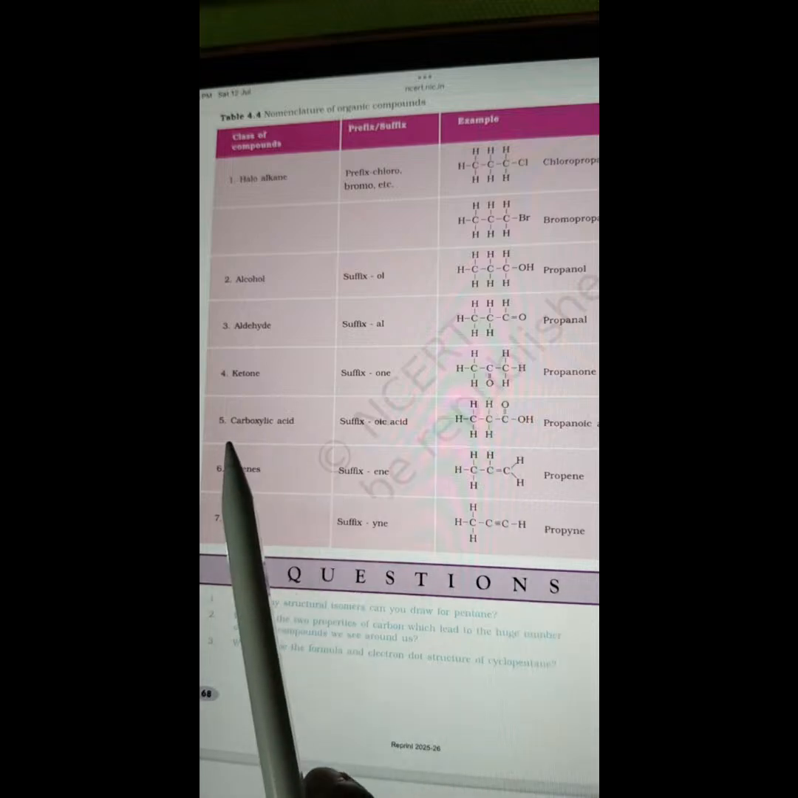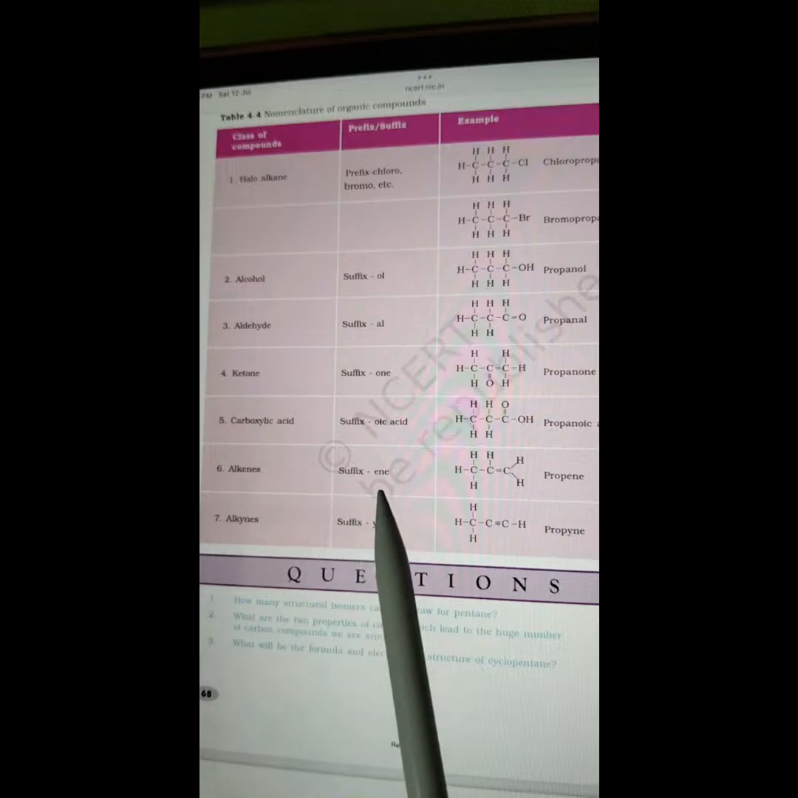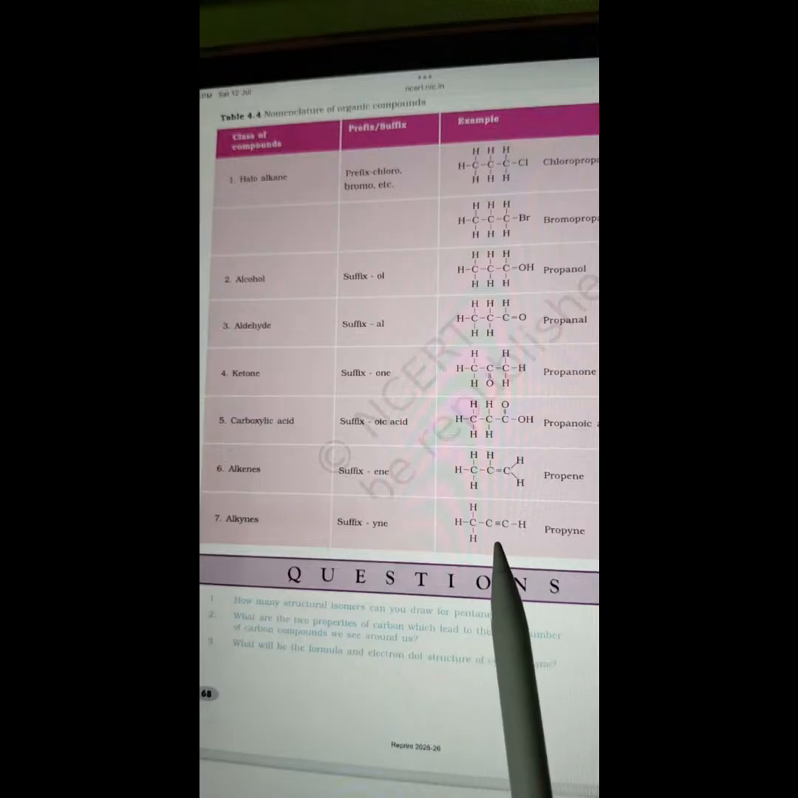3. Carboxylic acid, COOH group will be there at the end. Because 3 carbons are there, it will be named propanoic acid. Alkenes suffix is going to be ene. 2 double bonds are seen, and because 3 carbons are there, the name will become propene. Alkyne suffix is yne. See, 3 bonds are there, and because 3 carbons are there, the name will become propyne.